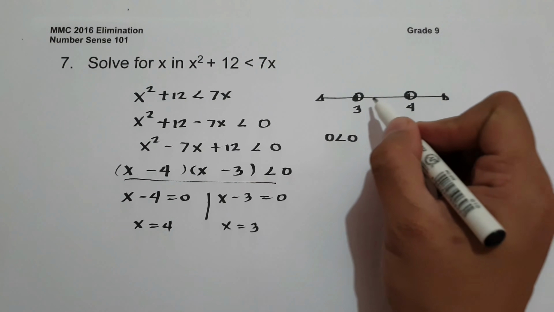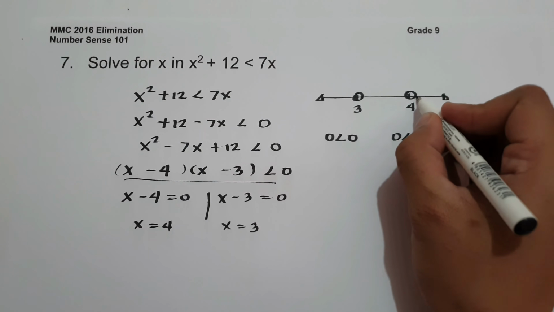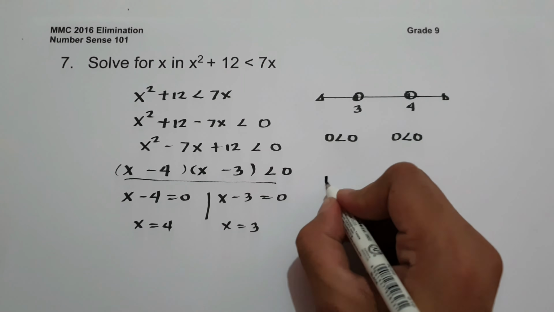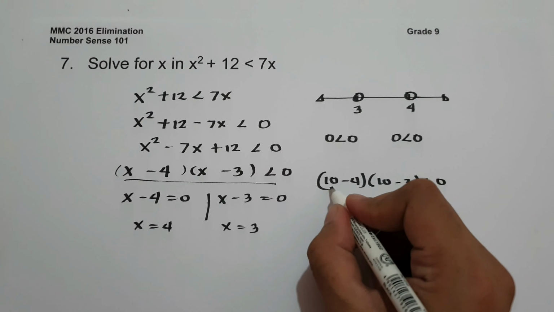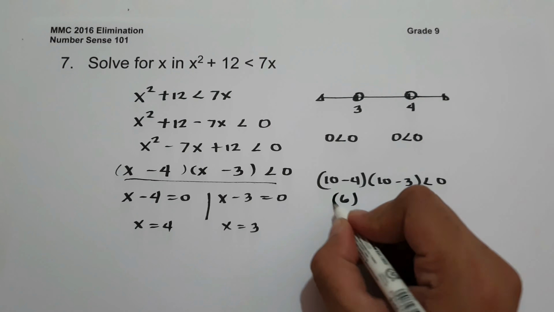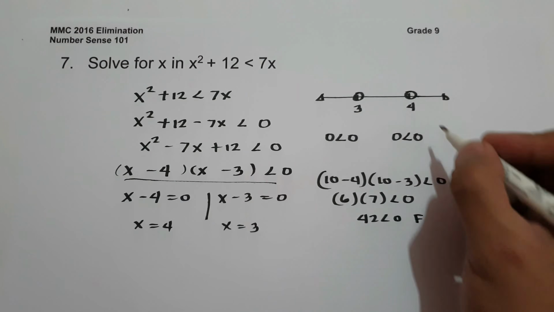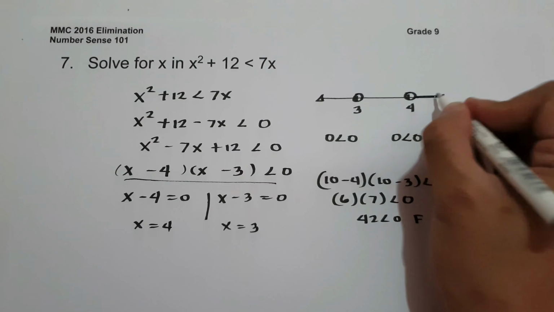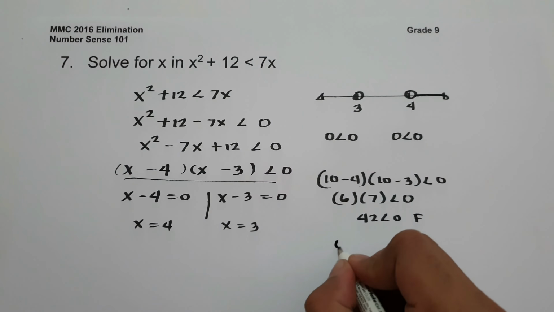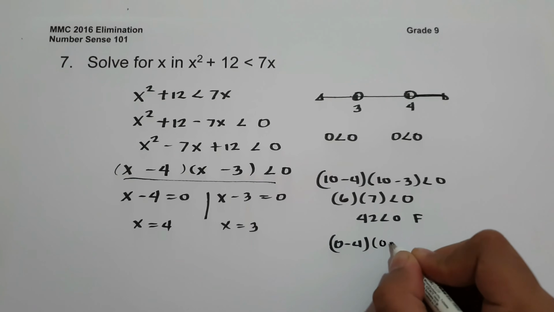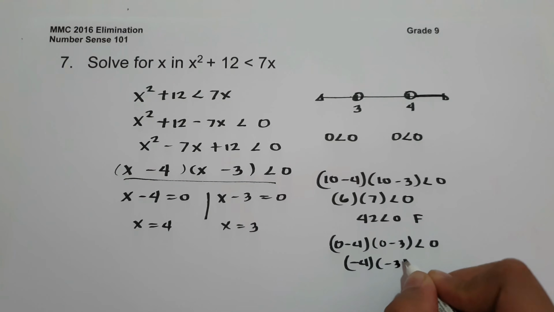Now, let us check which of the following is included in the solution. Let's say numbers greater than 4. Let's say 10. 10 minus 4 multiplied by 10 minus 3 less than 0. That is 6 multiplied by 7 less than 0. It will give us 42 less than 0. Therefore, false. So this side does not belong to the solution. How about on the other side? Let's say a number less than 3. Let's say 0. 0 minus 4 multiplied by 0 minus 3 less than 0. So this will be negative 4 times negative 3.